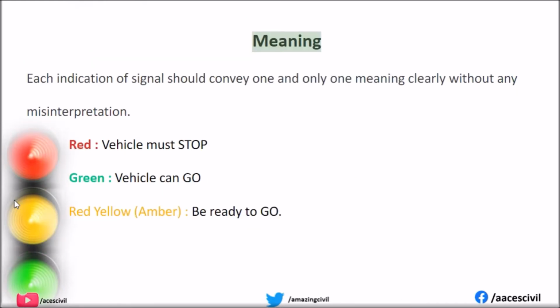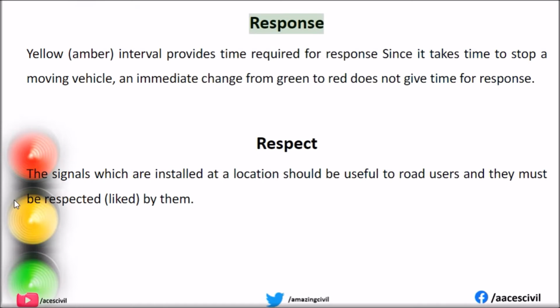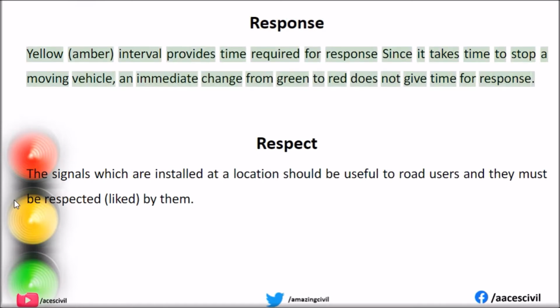Meaning. Each indication of a signal should convey one and only one meaning clearly, without any misinterpretation. Red: vehicle must stop. Green: vehicle can go. Yellow or amber: be ready to go. Response. The yellow or amber interval provides the time required for response, since it takes time to stop a moving vehicle. An immediate change from green to red does not give time for response.